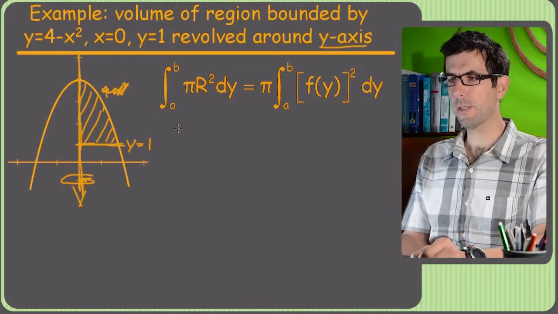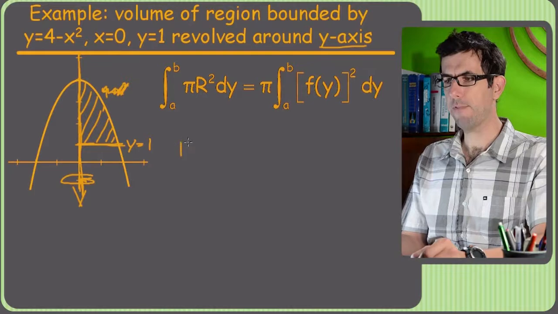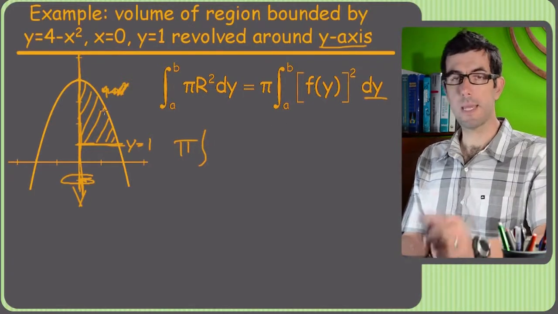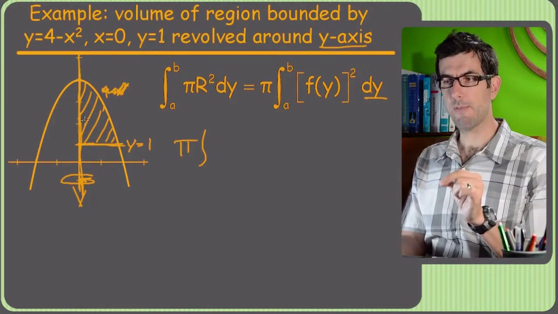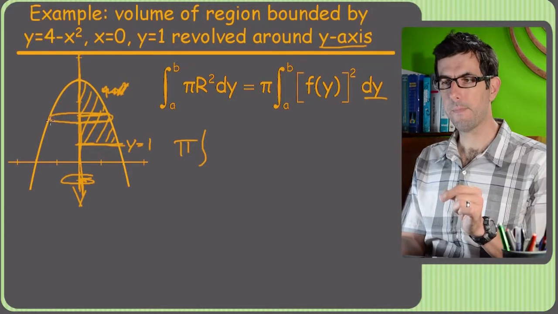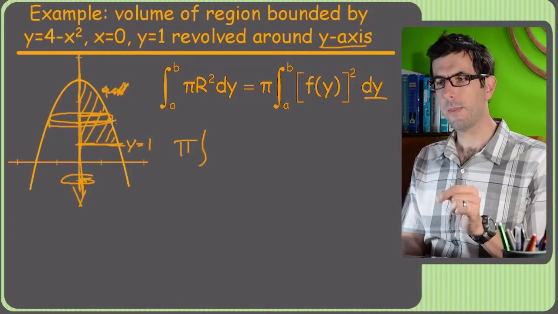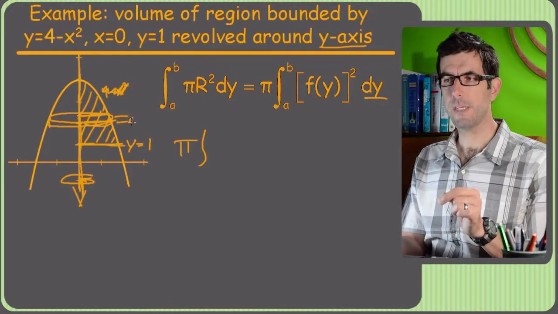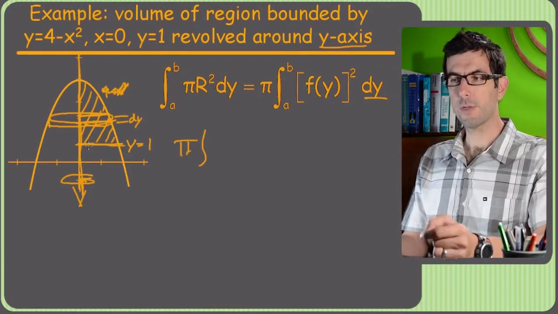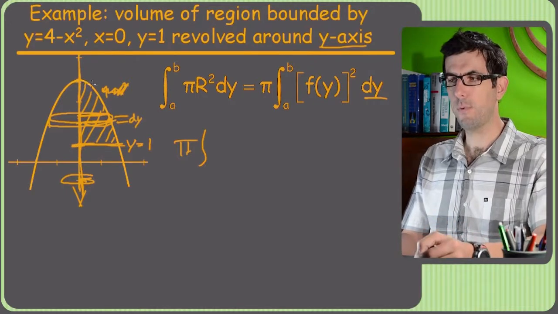Well, it looks like I'm ready to plug and chug though. Let's give it a shot. So I got pi out front. Then I'm doing a dy problem because again I have a vertical spin axis, which means if I draw in my little representative rectangle, that's going to form a disk, kind of right here. This disk has a thickness of dy, so that's why we got to use dy on this one. The y range goes from 1 to 4 this time.